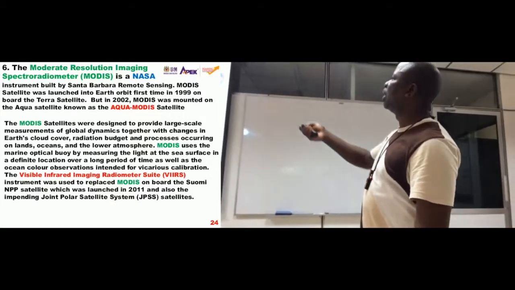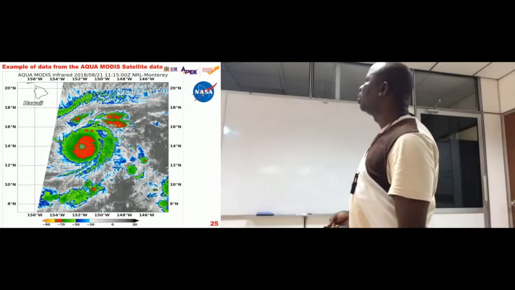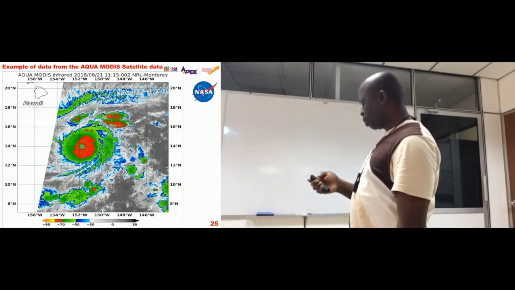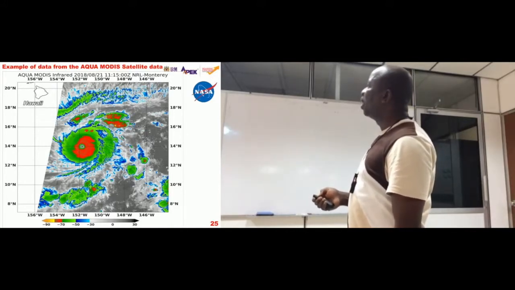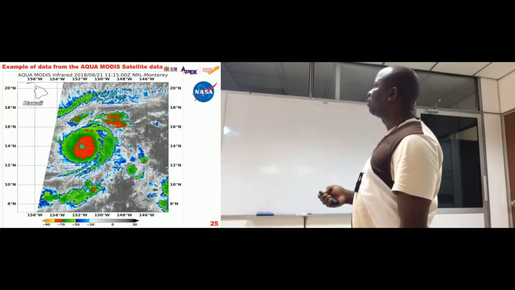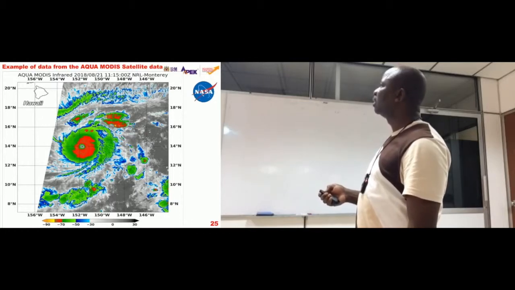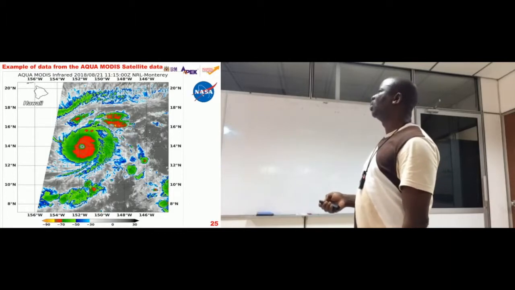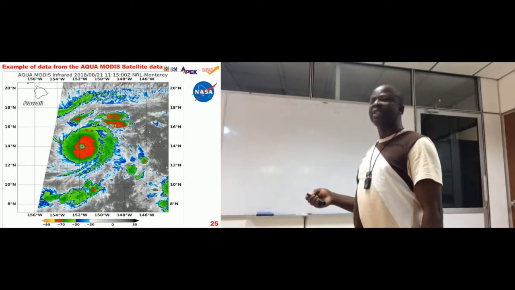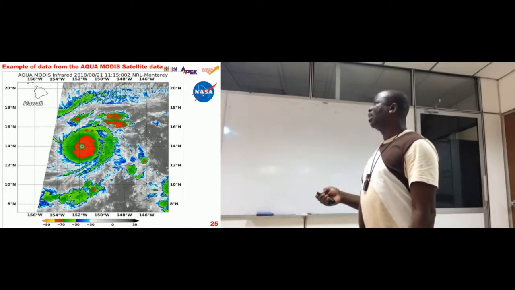Now this is a typical example from the AQUA-MODIS satellite data. This is the infrared. This is 2018, August 21. This is the time 11:15, and so on. So this was the typical data obtained on this date by the satellite.